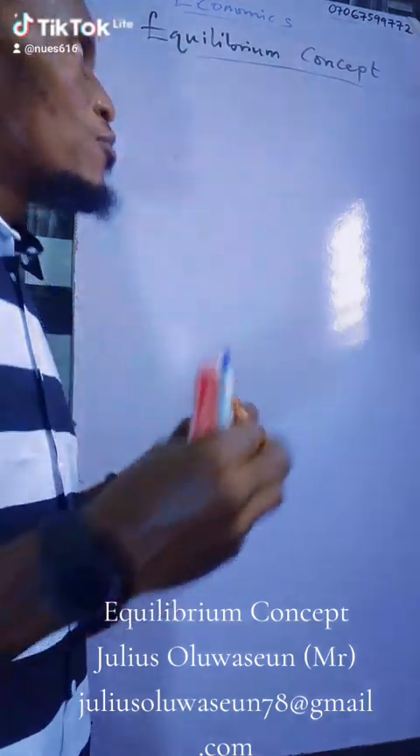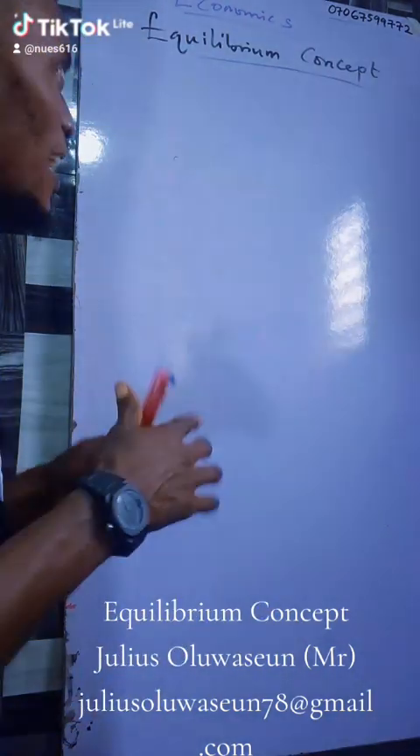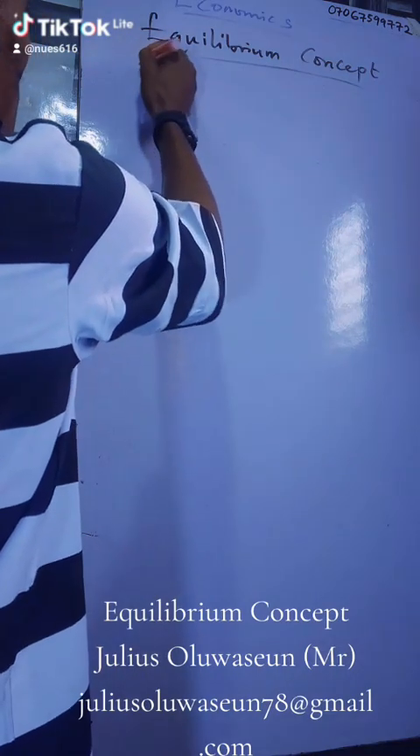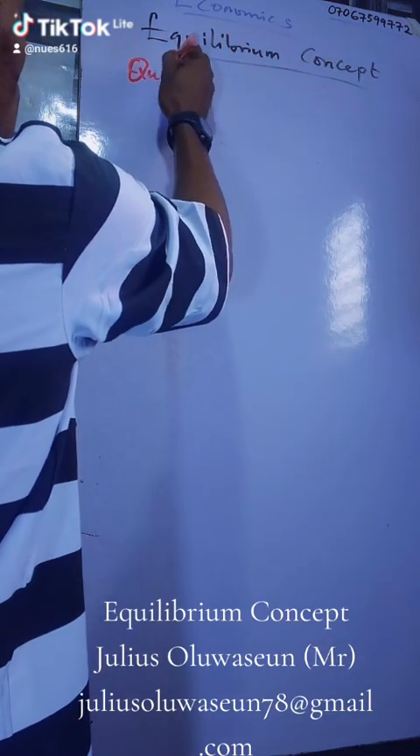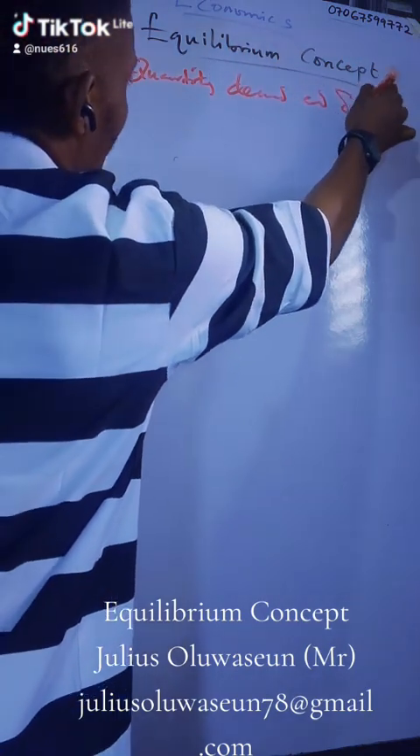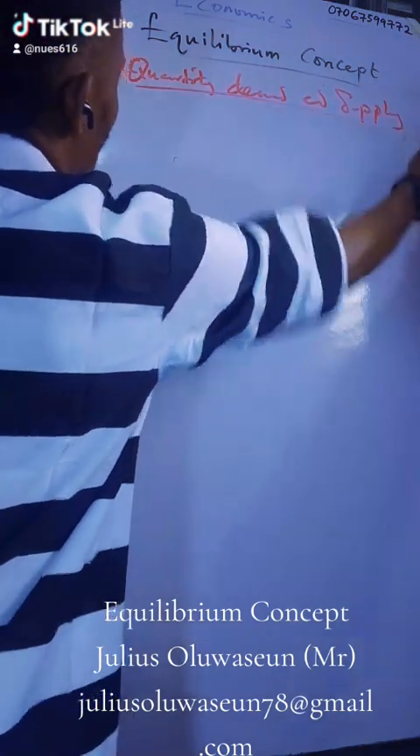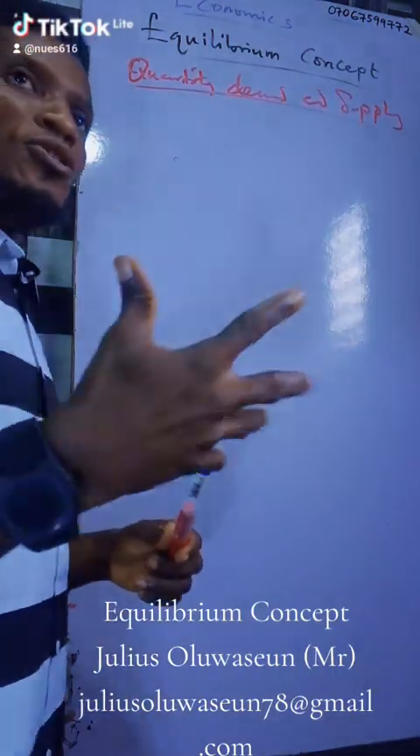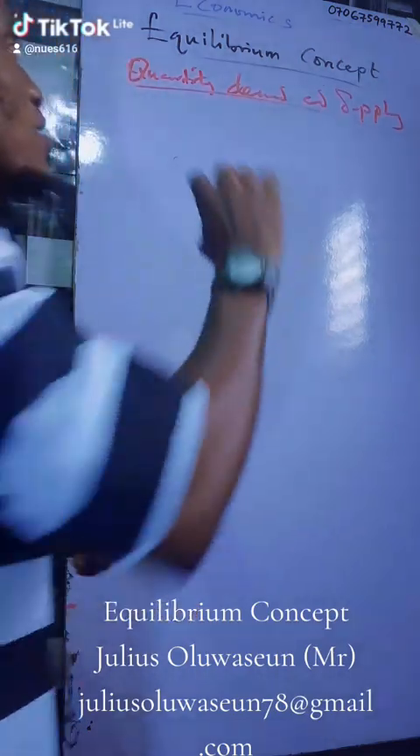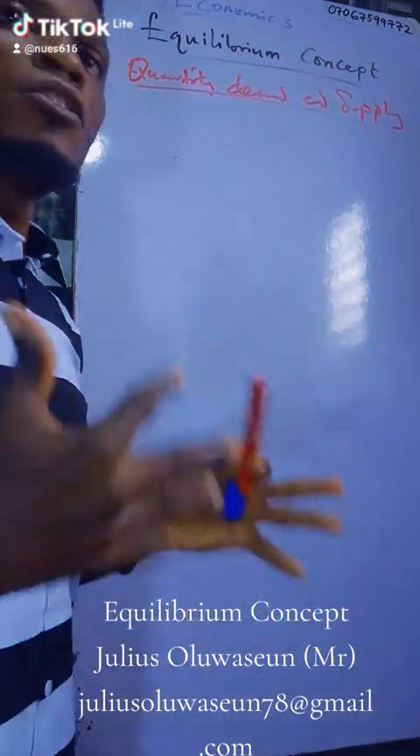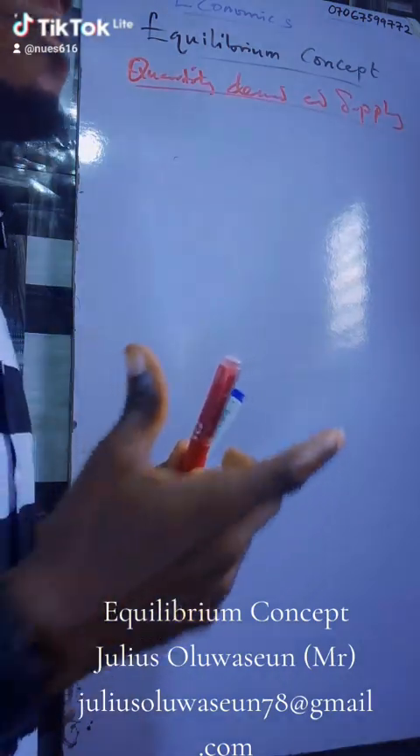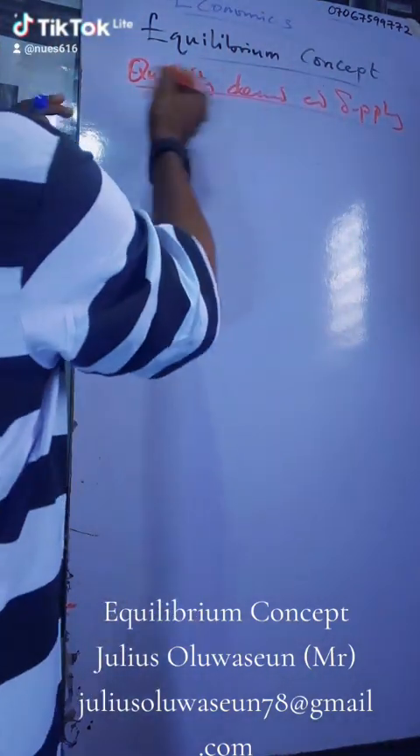Am I communicating? Under this concept, we have equilibrium concept, and we have quantity demand and supply. Our equilibrium concept is often used under this theory in order to show the nexus, or the equality, that exists between quantity demanded and quantity supplied respectively. So what do you mean by equilibrium concept?